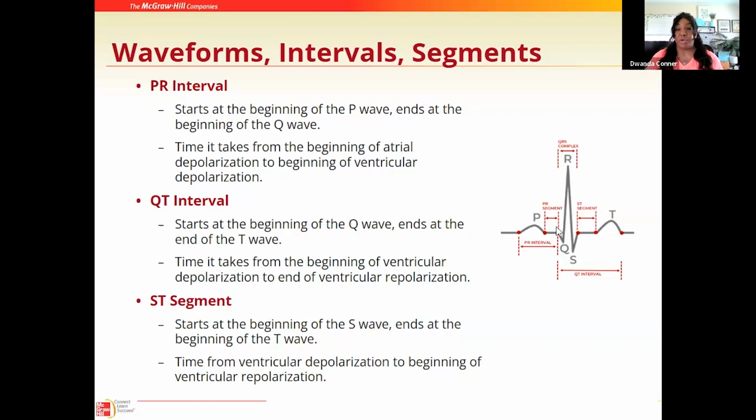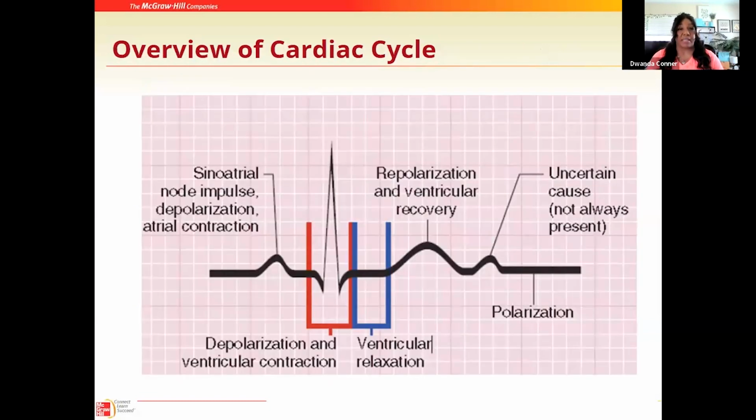Then we have a QT interval, and this is going to show the time it takes from the beginning of a ventricular depolarization to the end of a ventricular repolarization. And lastly, from the S to the T, that's the ST segment, starts at the beginning of the S wave, ends at the beginning of the T wave, and this is the time from ventricular depolarization to the beginning of ventricular repolarization. Overview here of the cardiac cycle.